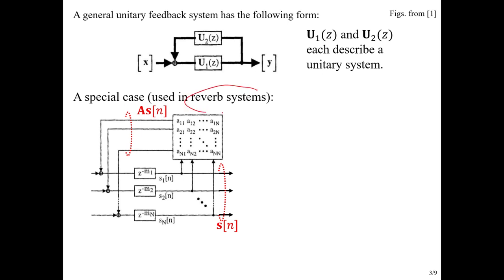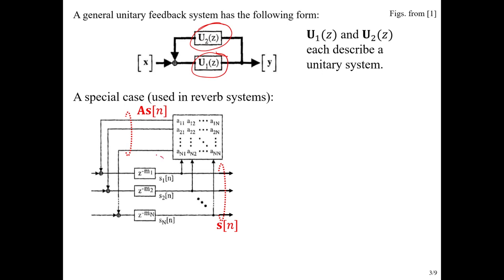So that's the idea. And we can specify for reverb systems a specialization of this idea. In general, these things would have to have special conditions on them, and they would be what are called unitary matrices. Each of U1 and U2 would describe a unitary system, and when you connect them into a feedback system like this, they still, as a whole, describe a unitary system. So here's our special case.